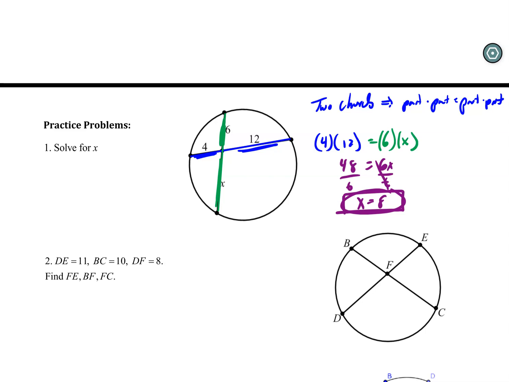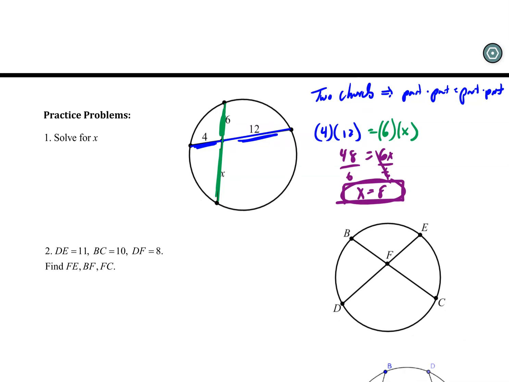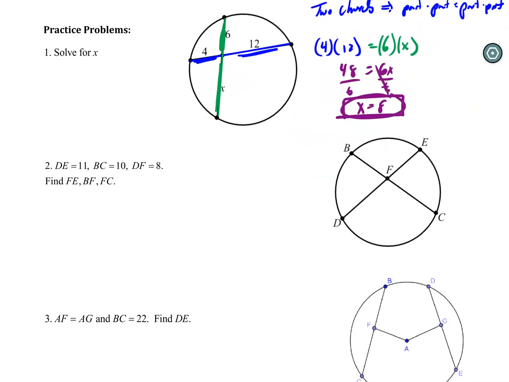Like most questions, a lot of times they might ask for other things or other parts, so you just go back and answer whatever portion of the question you need. But it's all about the setup here and being able to do it. So simply multiply each part of one chord, set it equal to the product of the other two parts of the chord, and then solve for whatever you're missing. Let's look at another one.